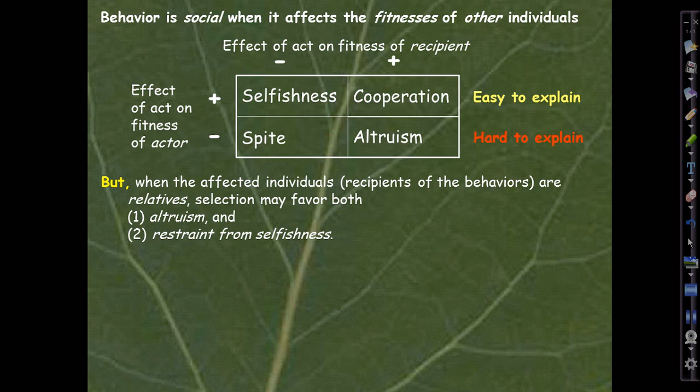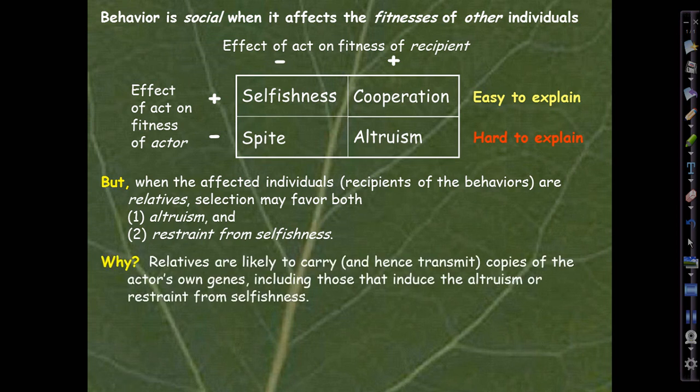So that's what we're now going to walk through, the argument behind this and some of the evidence that supports at least the basic outlines of the theory. And why does it work? Well, you probably know this already or see it coming. It's that relatives tend to carry and hence transmit their own copies of the actor's own genes, including any that might have the effect of inducing the altruism or the restraint from selfishness. So that provides in outline an explanation.